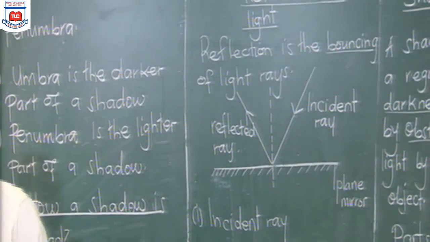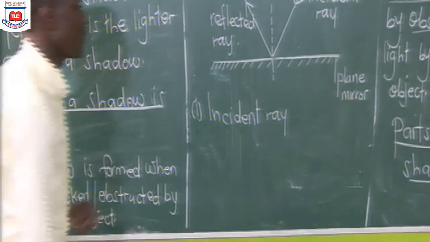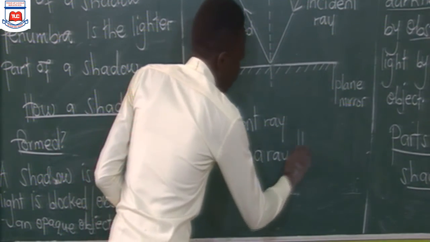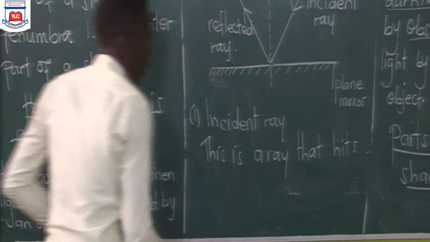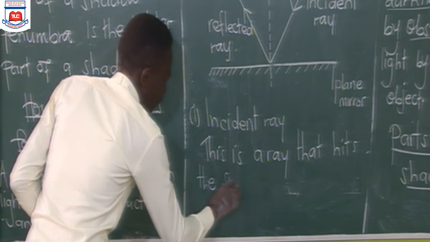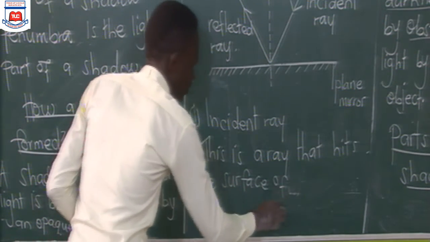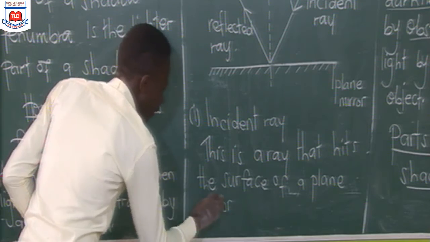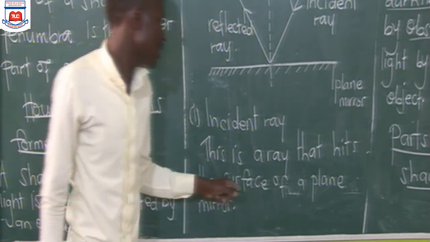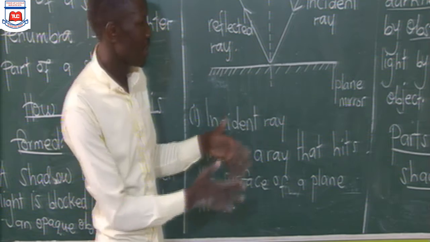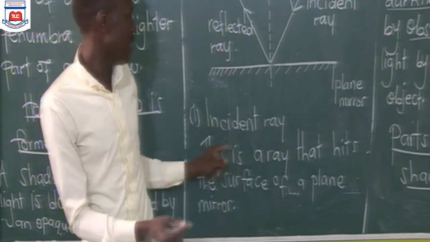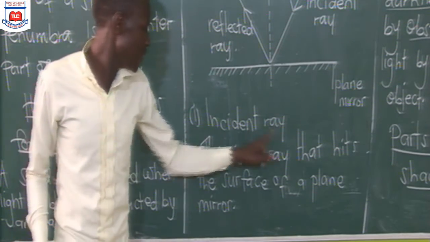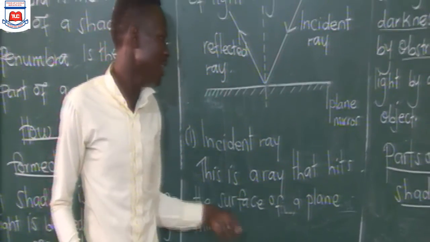So we are going to say, this is a ray that hits the surface of a plane mirror. But what part of the plane mirror did it hit? It's actually the fine part, the part which is not colored. It's the one that the incident ray hit to create the other ray which is called the reflected ray. So we say the incident ray is the ray that hits the surface of a plane mirror.